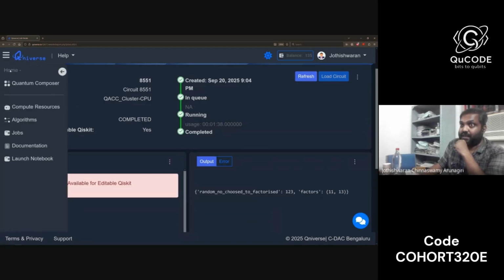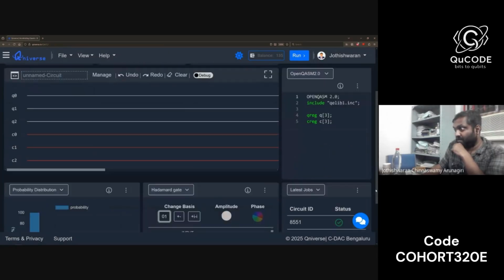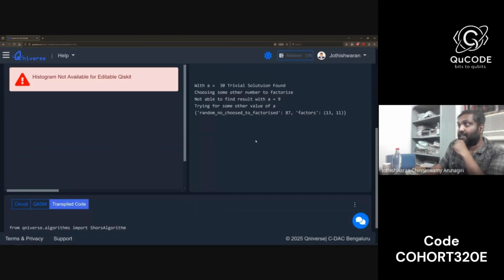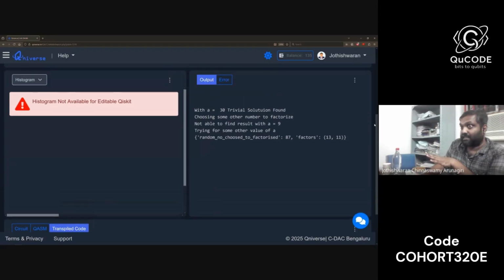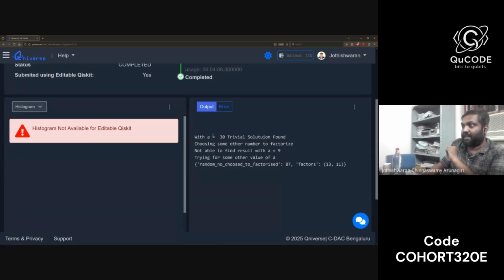For instance, if I go to the composer, I should have my older jobs also. Let me take this one here. So you see, it took A equal to 30, and again I tried to factorize 143 only. So first, it shows 30 is actually a poor number because it's a multiple of 10. There are several problems in choosing a multiple of 10 because it has two very prominent prime numbers in it, 2 and 5. So it's a problematic choice.